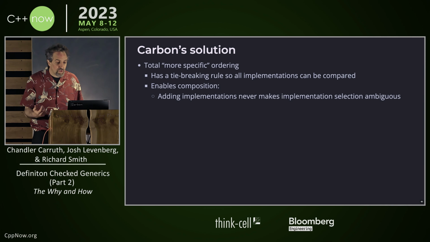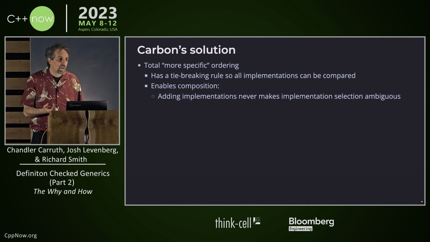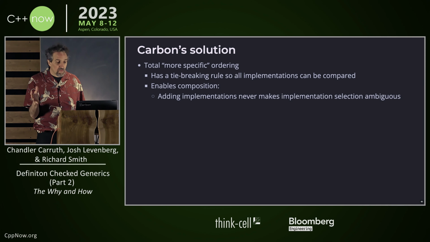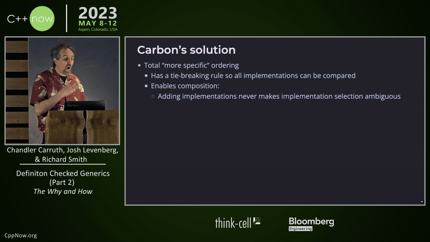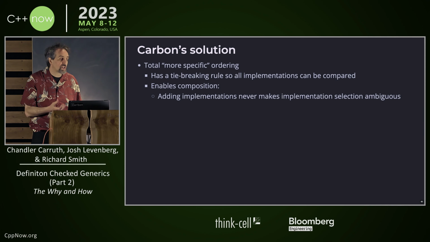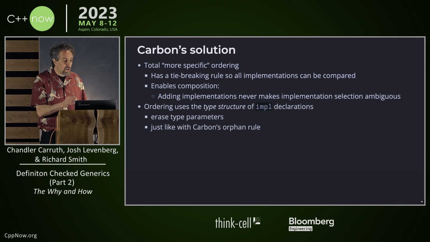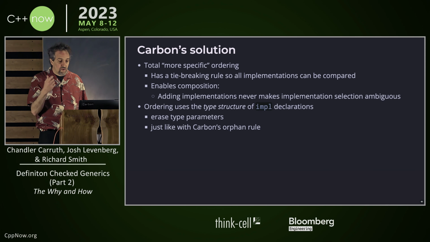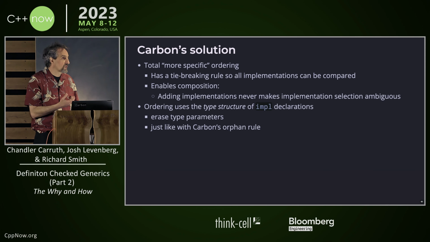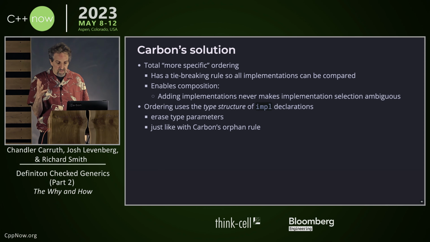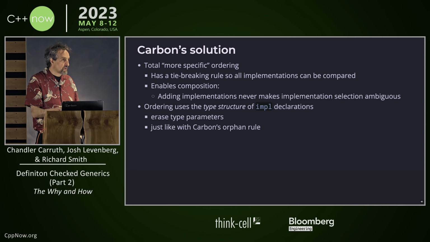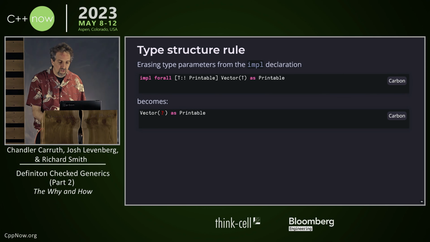So our solution is to have a total ordering. And we use a tie-breaking rule to resolve those ambiguous cases, which means that there's always a most specific implementation and never ambiguity. Carbon's rule orders implementations using their type structure. Type structure is this thing I'm going to describe, where you take the impl declaration and erase all the type parameters. I'll show you via some examples.